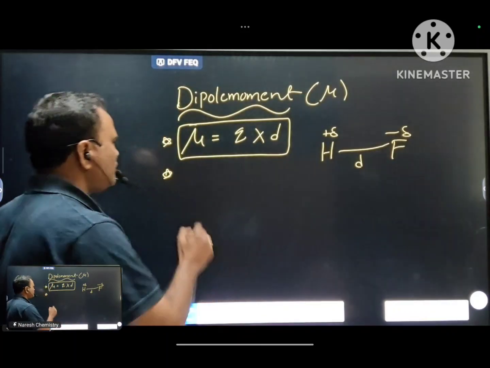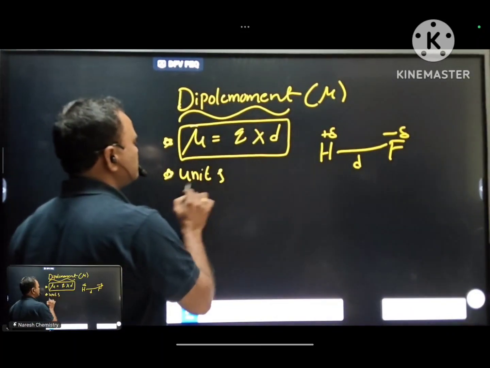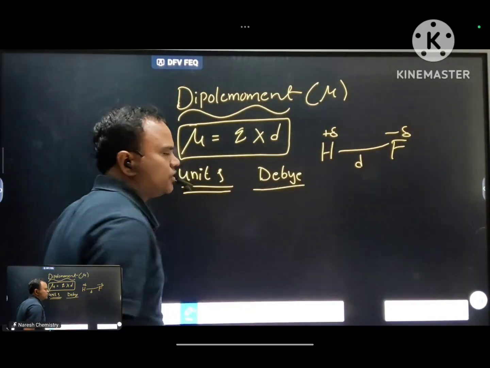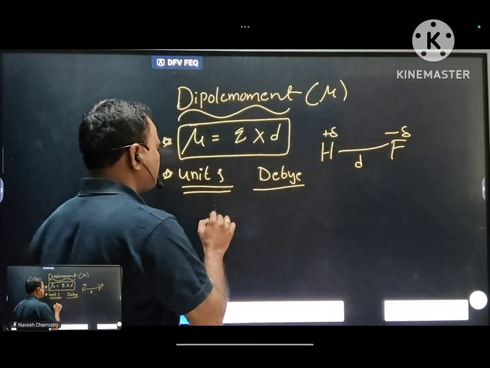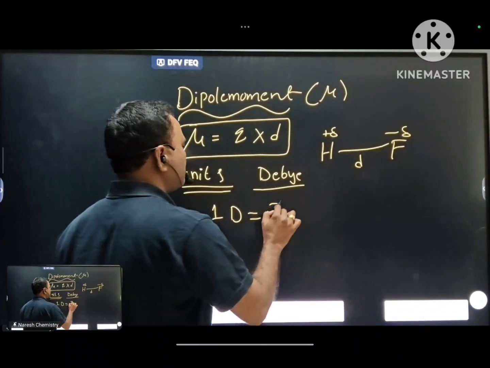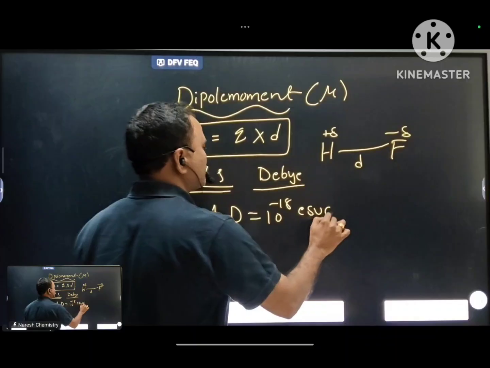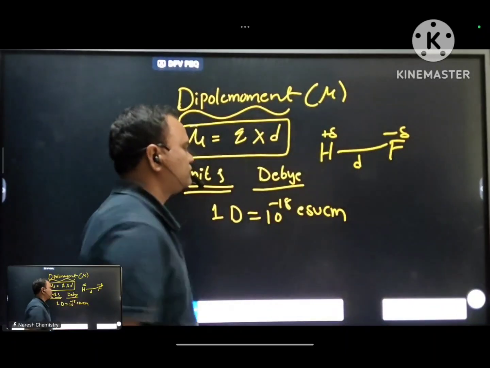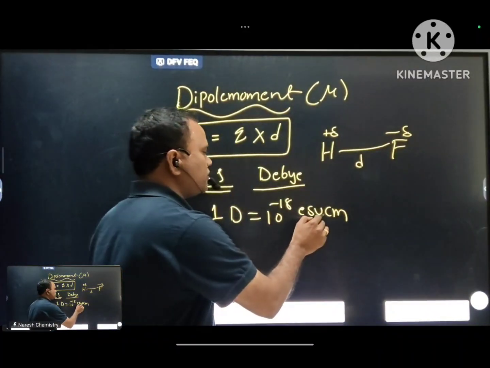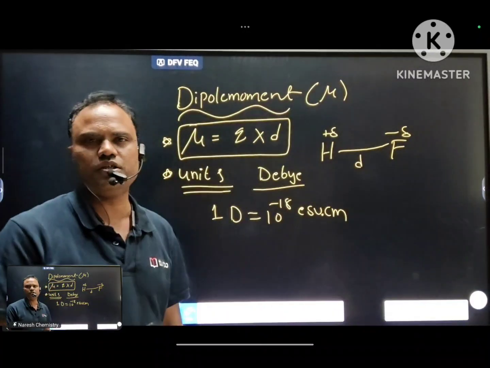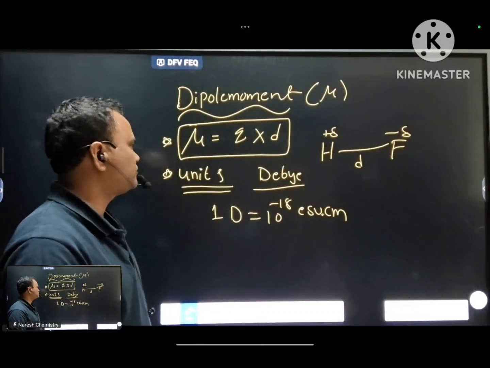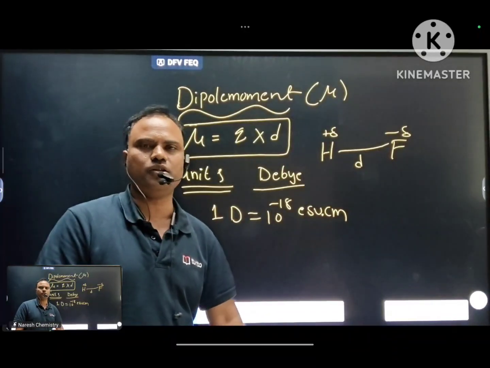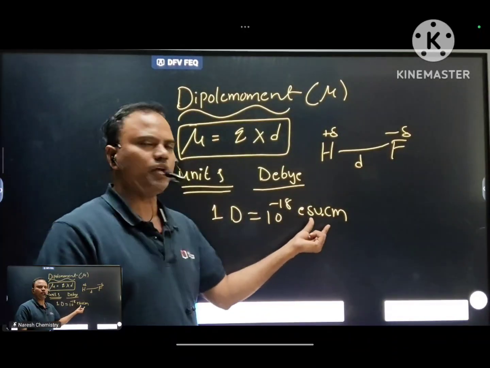Coming to the units of dipole moment. Dipole moment is measured in Debye. 1 Debye is equal to 10 to the power of minus 18 ESU centimeter. ESU is the electrostatic unit. That is the 1 Debye value. Debye is the unit of dipole moment.